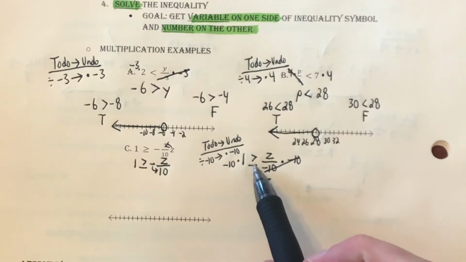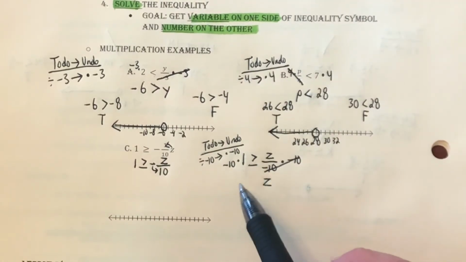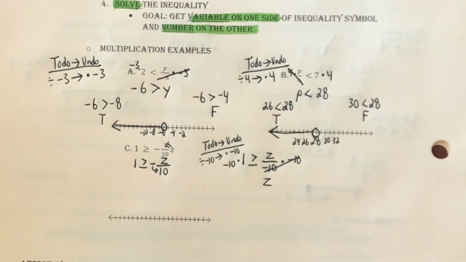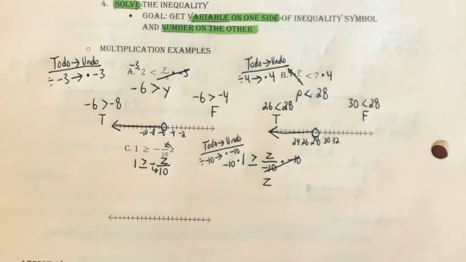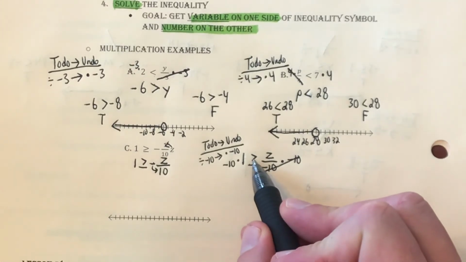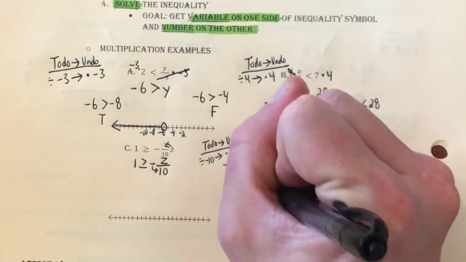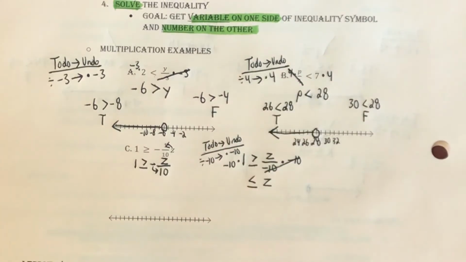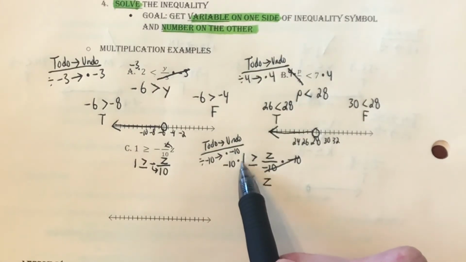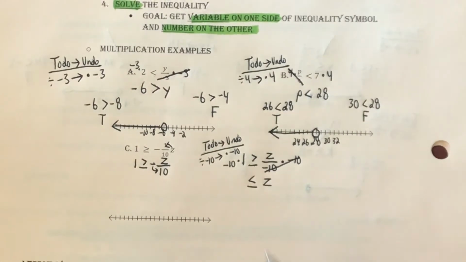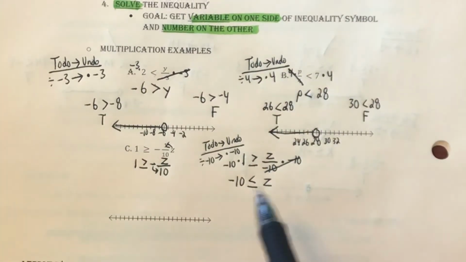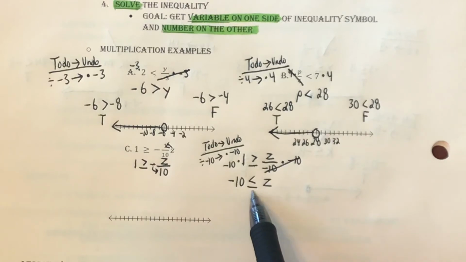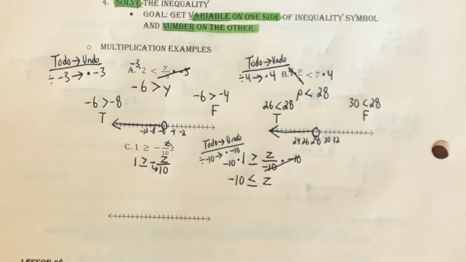Then I need to look at my inequality symbol. Well, remember, when you multiply or divide by a negative number, it causes the inequality symbol to reverse. So instead of greater than or equal to, it becomes less than or equal to, right? And then I've got 1 times -10, which is -10. So -10 is less than or equal to z is my final simplified inequality.